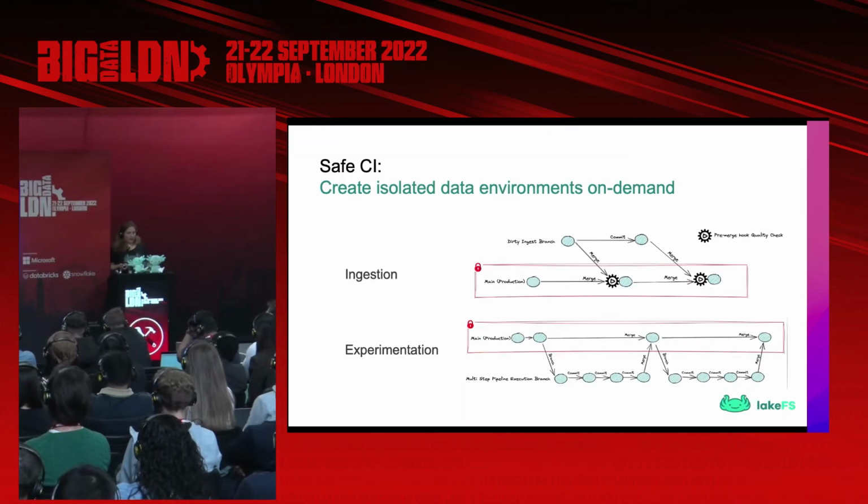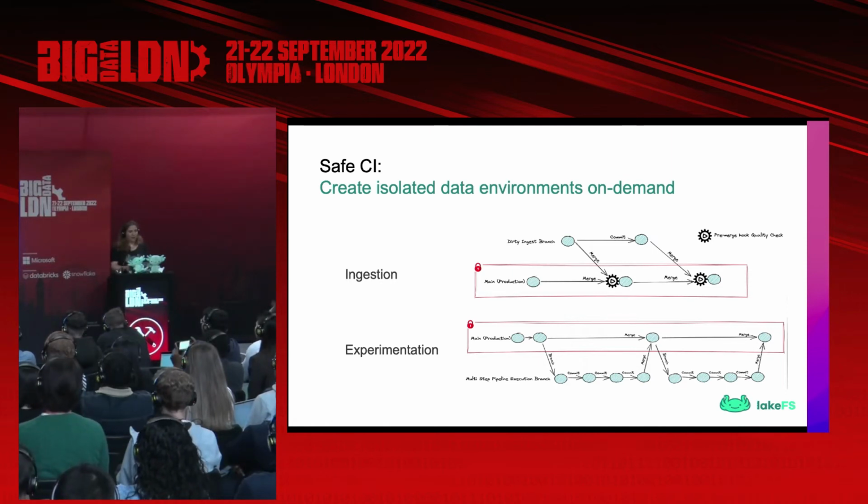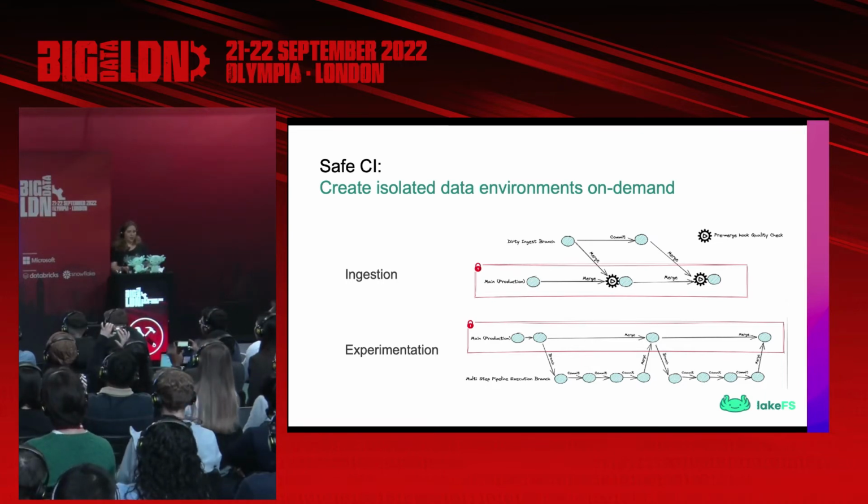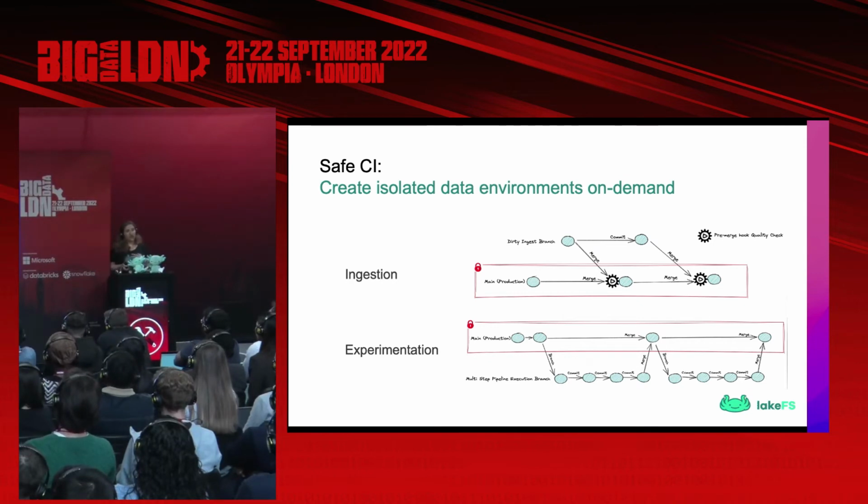So what about the CI? In CI, we want to be able to create a safe space for us to actually test the data. So an isolated data environment on demand. And we can do it using the client, or we can do it using the CLI if we wish to. So we are branching out of our production and creating an ingestion branch and ingesting any data we want. It can be dirty data, it can be good data, it can be something where the schema changes, my JSON changed, anything that I want.